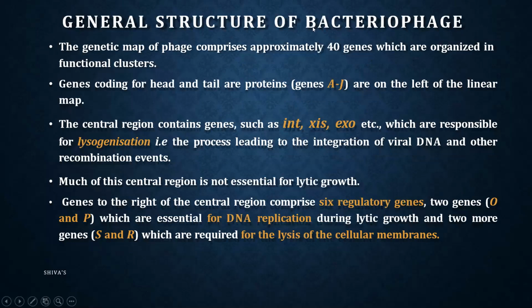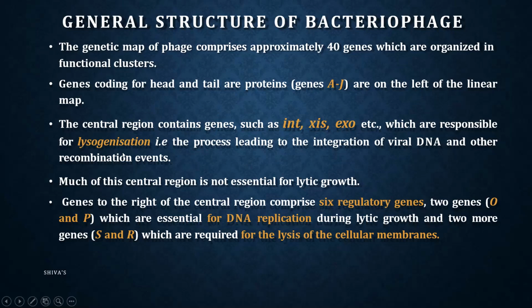This is the general structure of bacteriophage, the structure we consider for gene mapping or a gene cloning process, not general characters or structural information. The genetic map of phage comprises approximately 40 genes. They are in functional clusters. These genes are coded from head to tail, each part of the bacteriophage from A to J. There is a central region containing genes in this form: int, xis, exo.